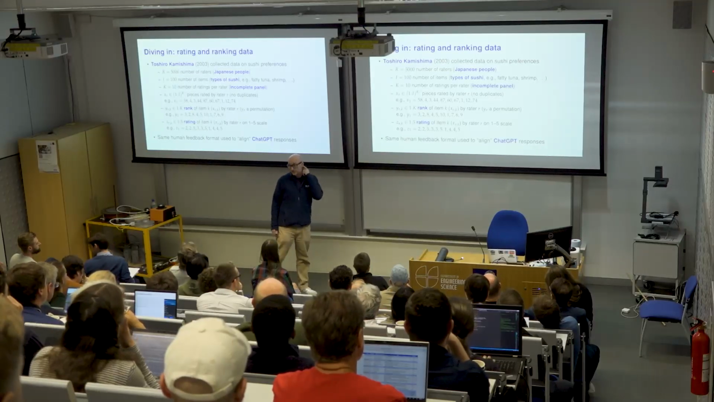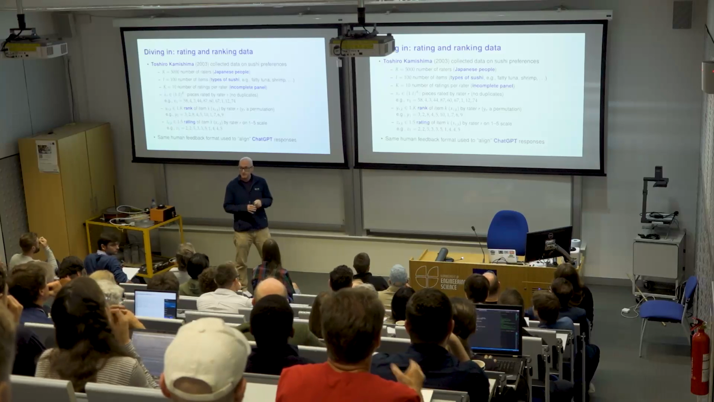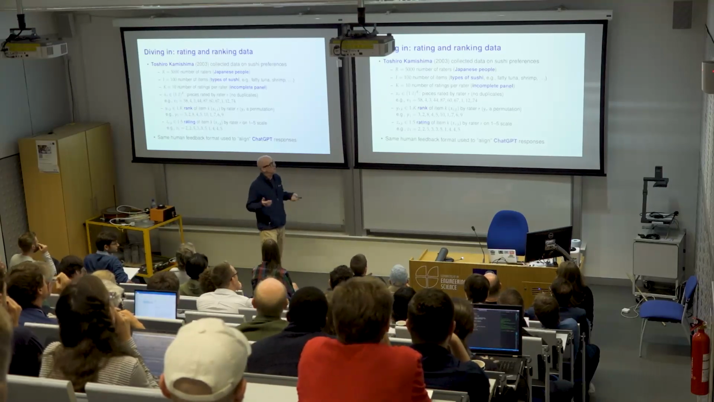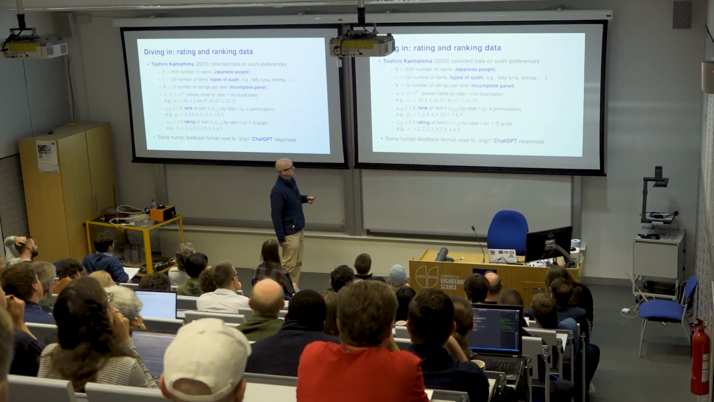They asked 5,000 Japanese people what their favorite sushi was in the following way. They picked 100 different kinds of sushi, like fatty tuna, shrimp, and so forth. And then for each rater, they gave them a random 10 pieces of sushi and said rank them in order of your preference and rate them on a 1 to 5 scale. So you get both pieces of data, both ranking data and rating data for them, right?